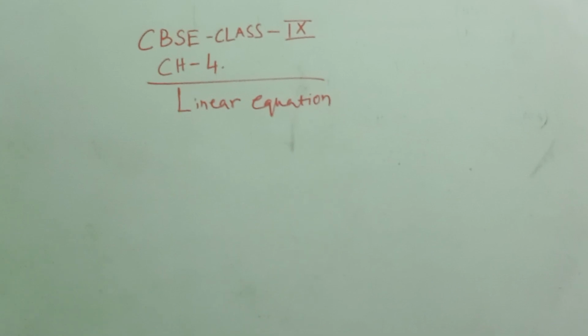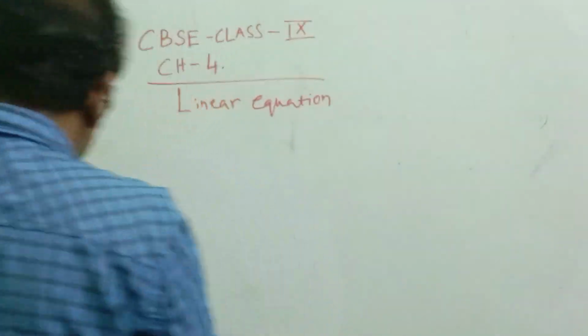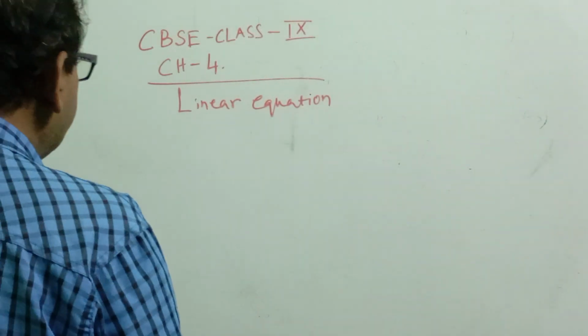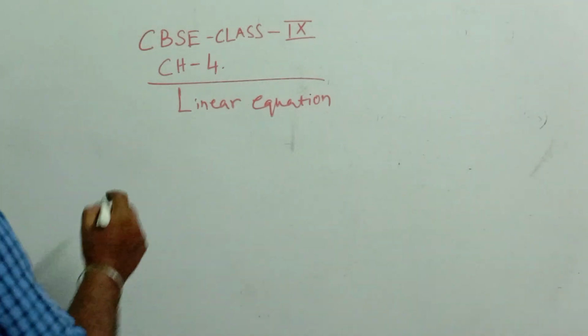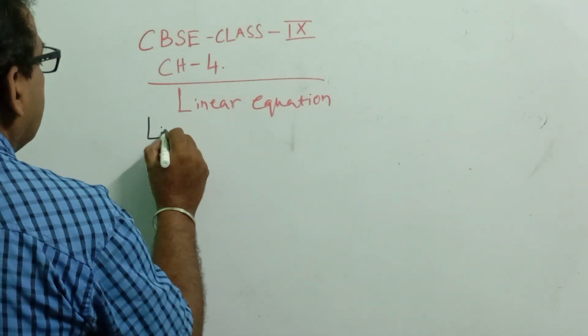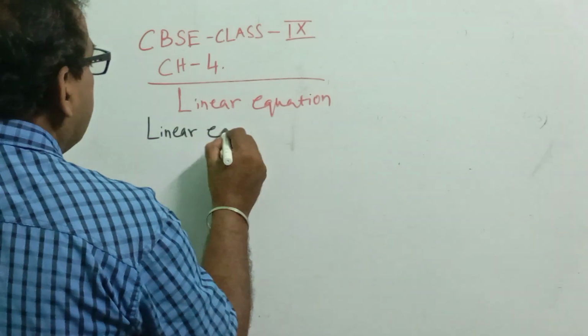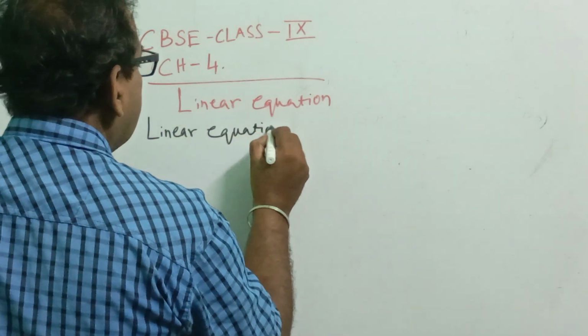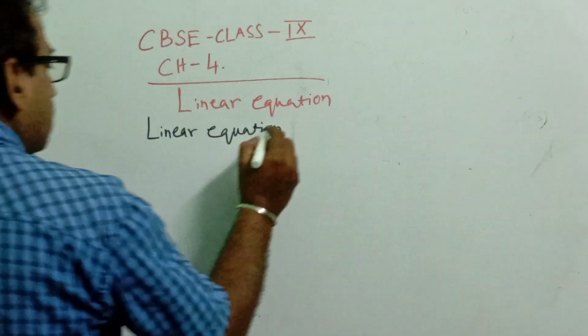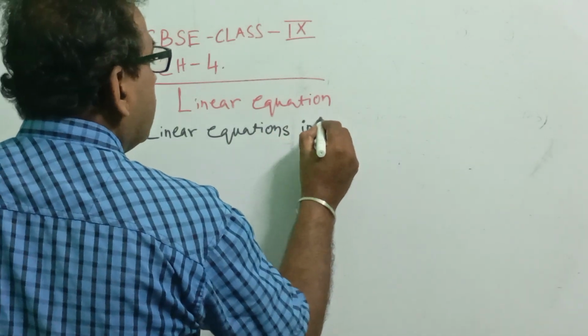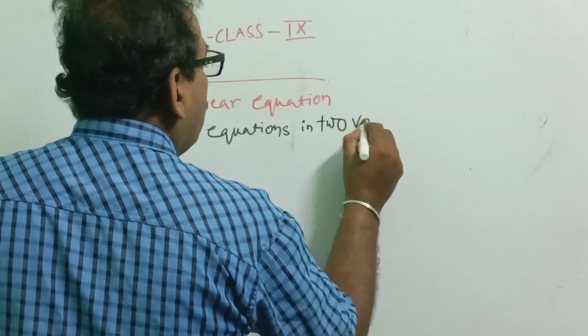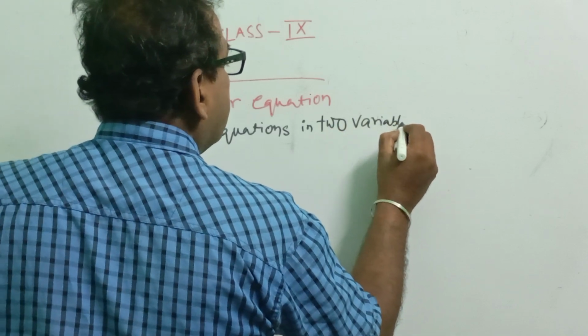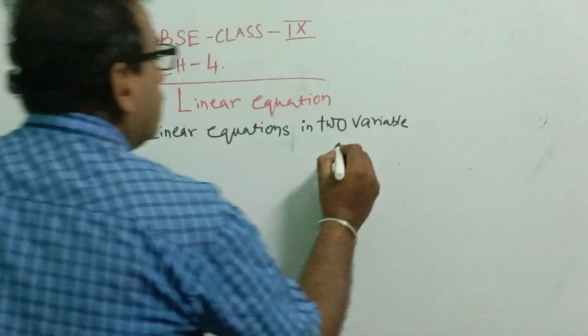Today we are discussing the chapter Linear Equations in Two Variables for Class 9 CBSE. Now basically this chapter is called linear equation in two variable. Clear? Now this is the two variable.